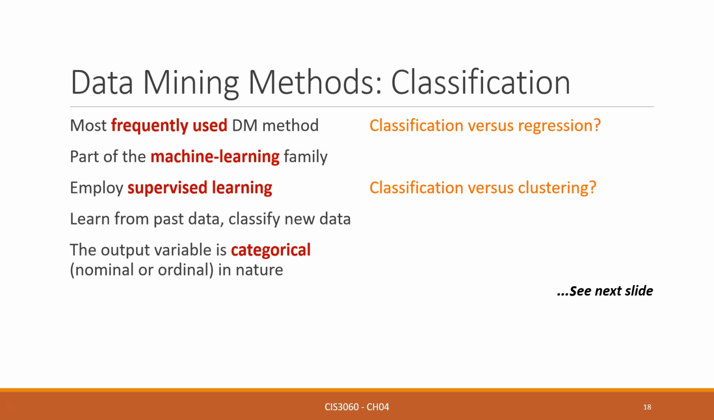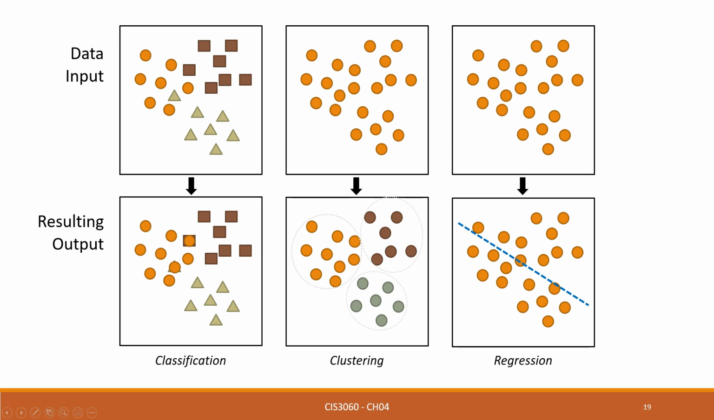It is part of the machine learning family, but I would argue in some cases, because a lot of its roots are supported heavily through statistics, specifically regression, it's not all machine learning, but it does employ some supervised learning techniques. It learns from previous data to help classify our new data. Usually the output is some type of categorical value. In the next couple of slides, we're going to talk about the differences between classification versus regression and classification versus clustering.